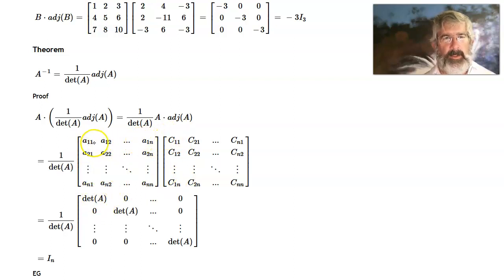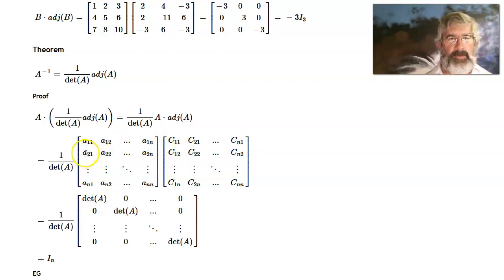First row, first column, I get A11 C11 plus A12 C12, and so on, all the way down to plus A1n C1n. Well, that's exactly the determinant. It's the first row multiplied by the cofactors from the first row. Remember, the adjoint here was the matrix of cofactors transposed, so this column is the cofactors from the first row. So that's just the determinant.